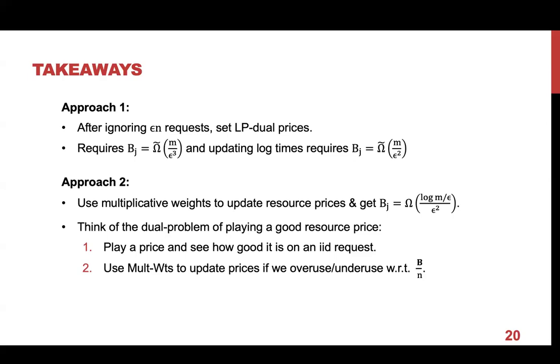The crucial idea is how you use the multiplicative weights algorithm to update these dual prices. The intuition is that I want to play a price such that in expectation, every resource is consumed at rate B over N. If you're overusing it, you should increase the price. If you're underusing it, decrease the price.